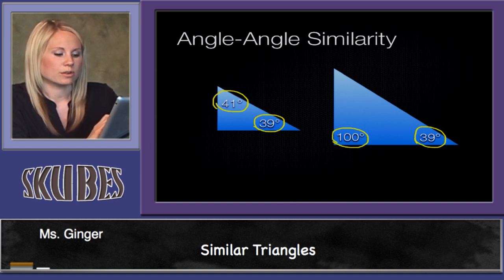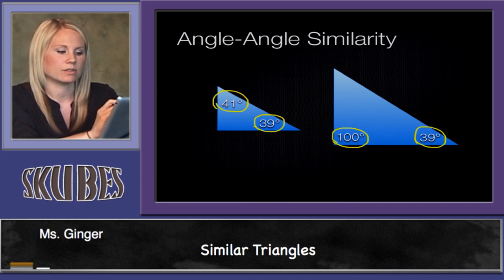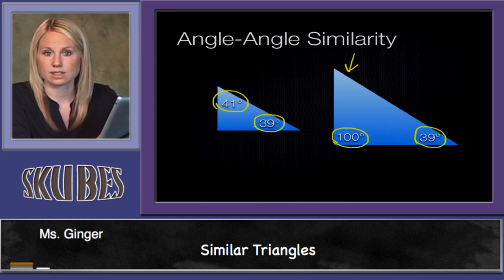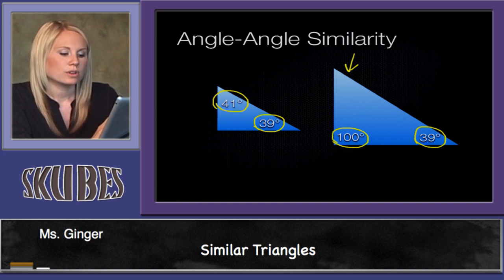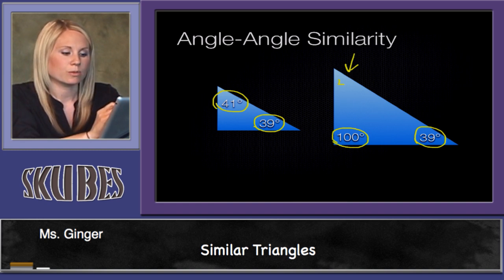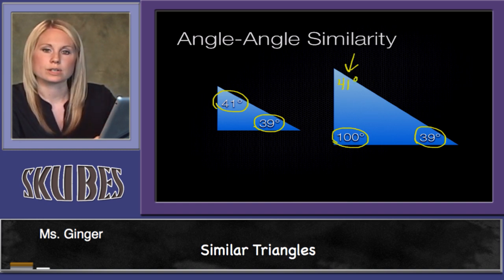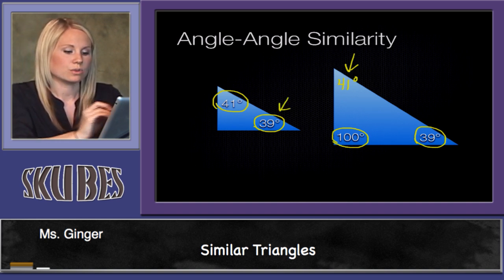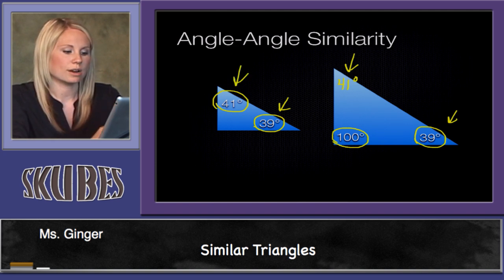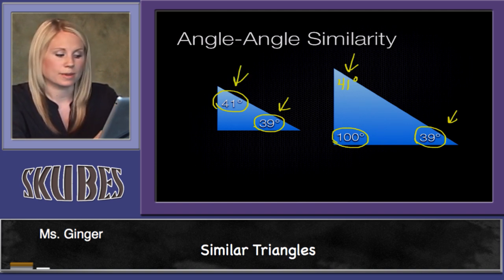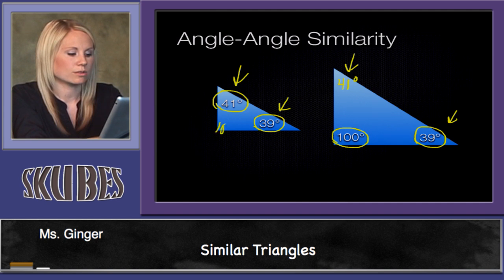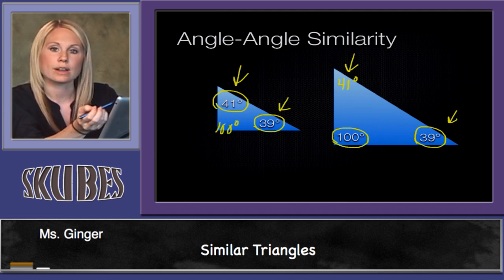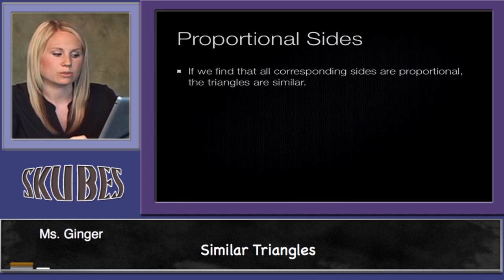Take a look at the big triangle. If we are given 100 degrees and 39 degrees, and we want to find this other missing angle up here to see that it matches. Well, 100 plus 39 gives us 139, and then if I subtract that from 180, I am going to get 41 degrees. So right now I know that two of the angles in these triangles match, and therefore the third must match. So these two triangles are similar by angle-angle similarity. In fact, all three angles are congruent.